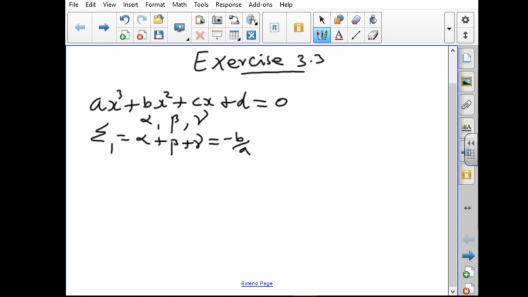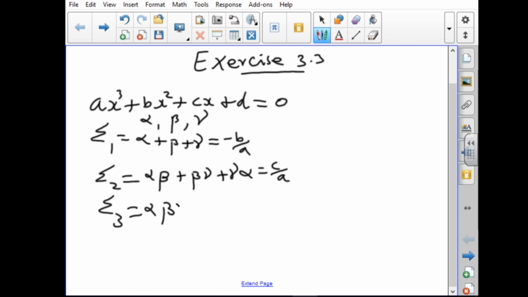And sigma 2, where sigma is nothing but summation, is alpha beta plus beta gamma plus gamma alpha, which is equal to c by a, and sigma 3 is equal to alpha beta gamma, which is equal to minus d by a. All this we have seen in the previous class. Now we are going to apply all this in this exercise.